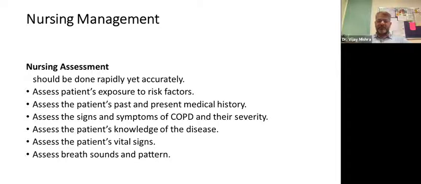So assessment of the past and the present medical history. Look for the signs and symptoms of COPD and their severity. We talked about the signs and symptoms. Ask the patient's knowledge of the disease, whether the patient is aware of it or not. Most of the time, because it's a chronic condition, patients will tell you that I have COPD, it gets worse in this month of the year, right? So that's from where you start. Okay, he normally gets like this. Assess the vital signs. Listen to the chest, the breath sounds, the patterns of breath sounds.